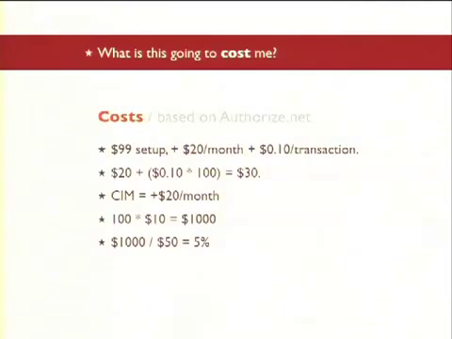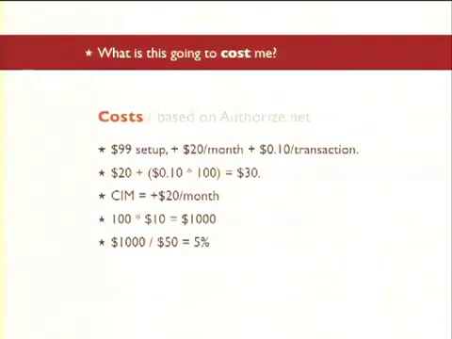You also have to pay monthly for the CIM, or Customer Information Manager. So you're going to pay $20 a month just to have your account and $20 a month to use their credit card vault. Then you're going to pay 10 cents per transaction. Basically, with 100 users at $10 a month, you're going to be paying about 5% of your total profit to use Authorize.net's gateway for charging credit cards and storing credit cards. So at a bare minimum, you're looking at something like that.